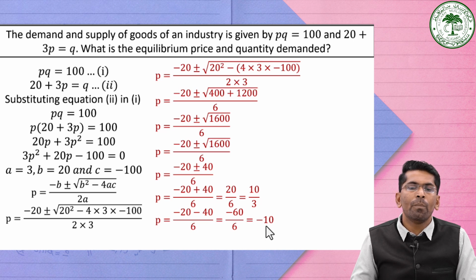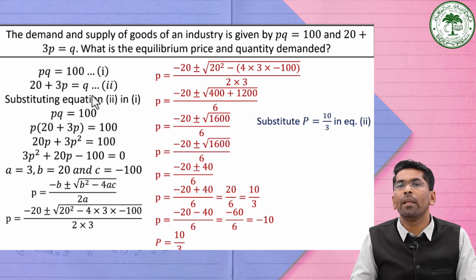If P is equal to minus 10, that means the price is negative, so we are not going to consider price equal to minus 10. We are considering P equal to 10 divided by 3. We are going to substitute P equal to 10 by 3 into equation number 2, so that we will get the quantity demanded in the market.